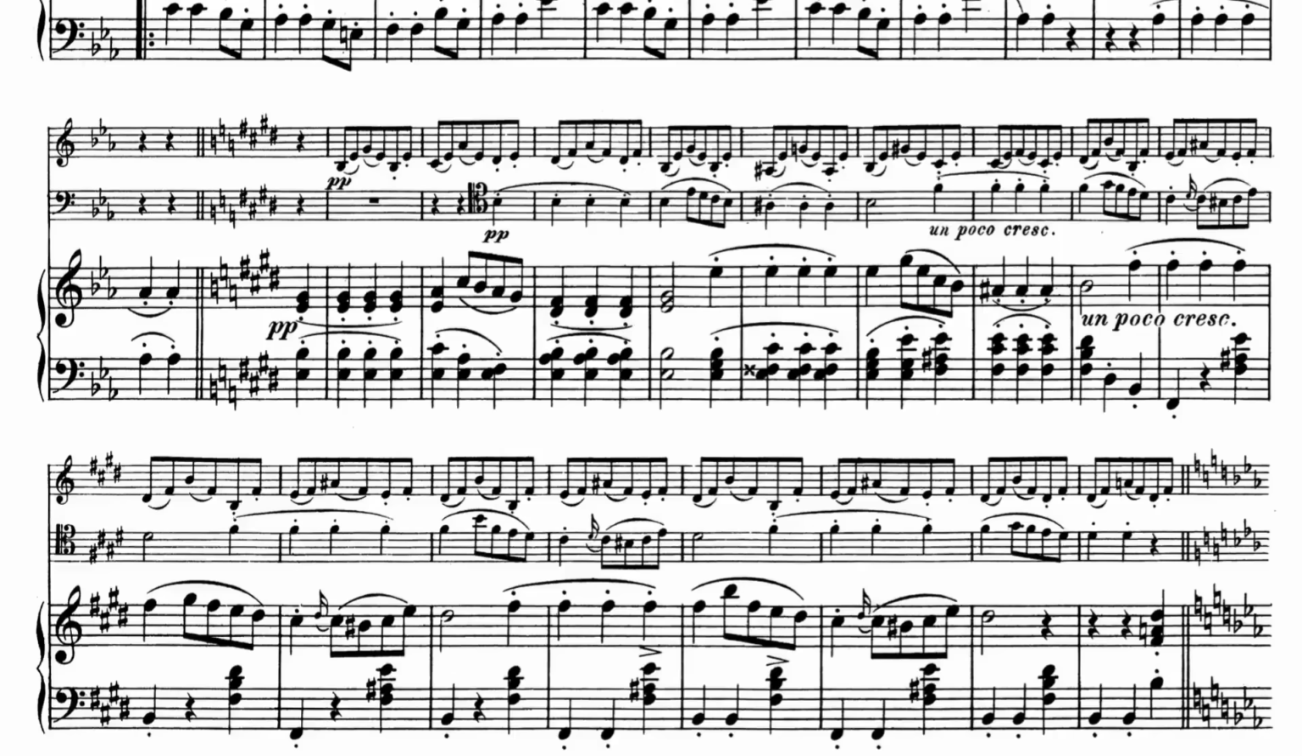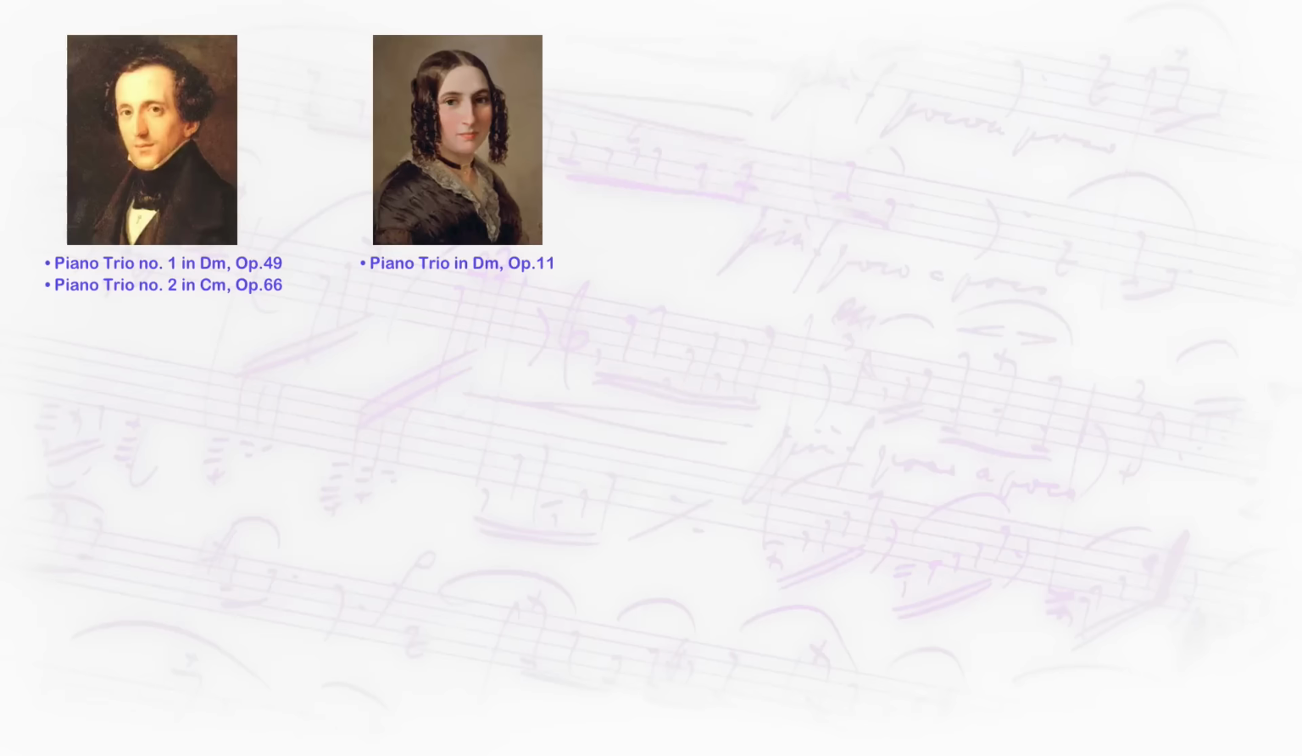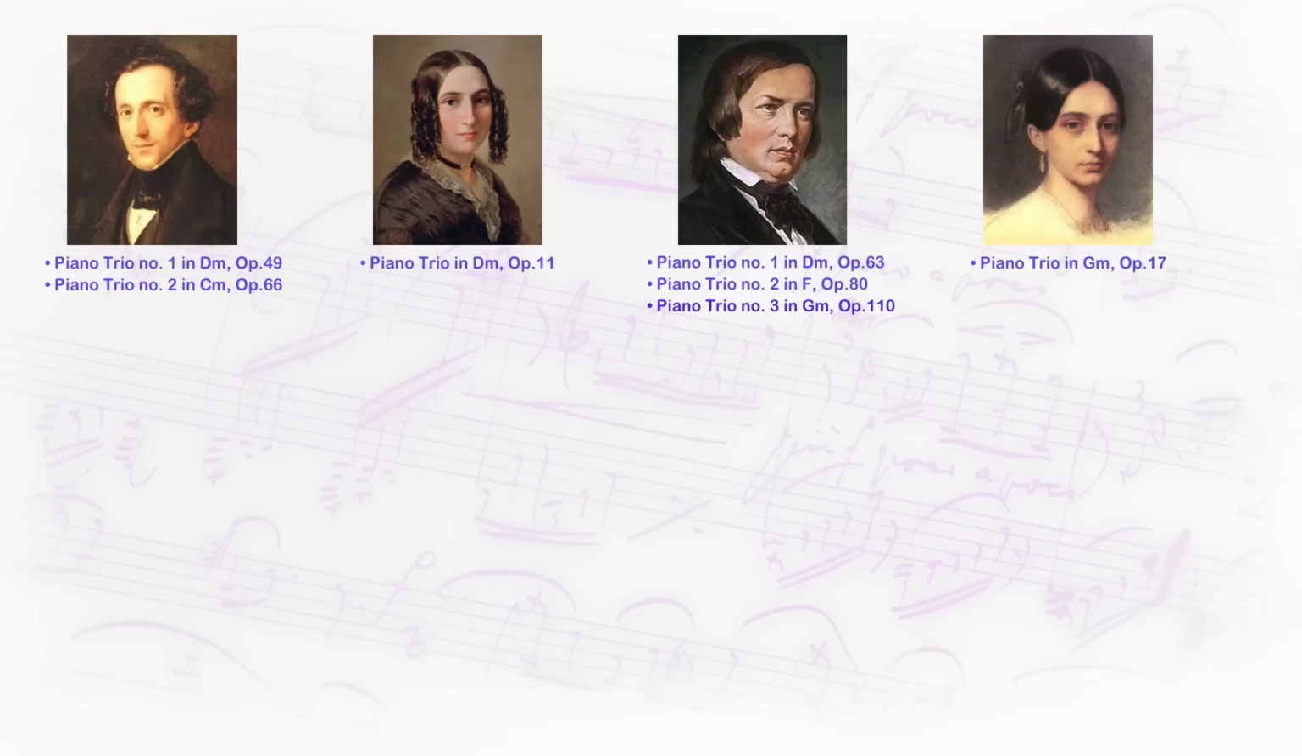Beethoven and Schubert both left a deep impression on the coming romantic generation. Many well-known composers of the 19th century composed at least one piano trio. Felix Mendelssohn wrote two, and his sister Fanny one. Robert Schumann composed three, and his wife Clara Schumann a single trio in G minor. All are excellent and worth hearing.